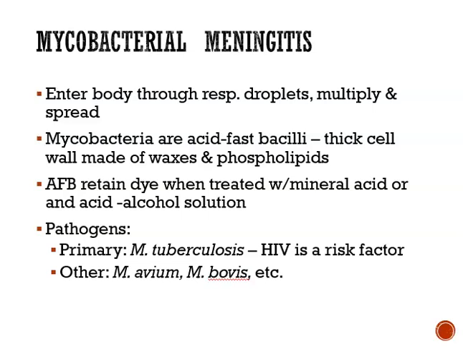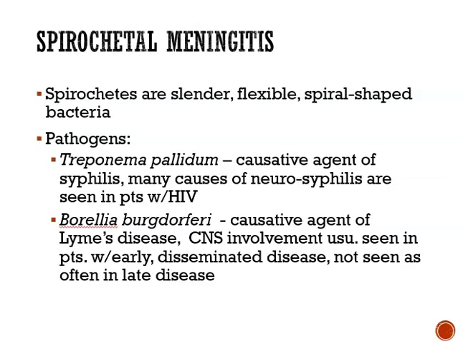And then spirochetal meningitis. Spirochetes, if you remember from the very first lesson, are slender, flexible, spiral-shaped bacteria. Pathogens with this one, Treponema pallidum, and if you remember from the last unit, that's the causative agent of syphilis. Many cases of neurosyphilis are seen in patients with HIV. And then Borrelia burgdorferi is the causative agent of Lyme disease. CNS involvement is usually seen in patients with early disseminated disease, less likely during late disease.